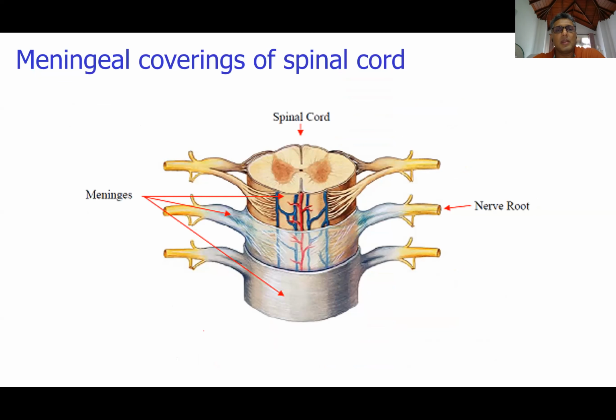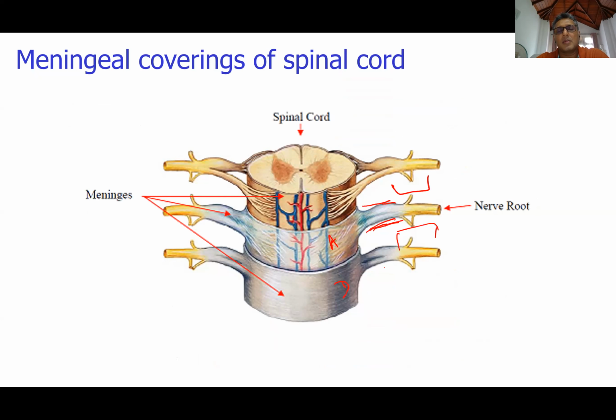Then a very small point, we have already done meninges and meningeal spaces. Remember one point: when the meninges, the arachnoid mater and dura mater, cover the spinal cord, they also invest or cover the anterior and posterior nerve roots and come up to the intervertebral foramen again.